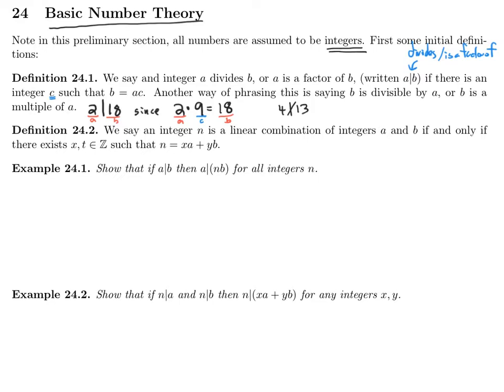Our next definition has to do with something called a linear combination. We say some integer n is a linear combination of two integers a and b exactly when, or if and only if, there are two other integers, x and y, so you can write n as a multiple of a, x times a, plus a multiple of b, y times b. Let me show you what I mean.